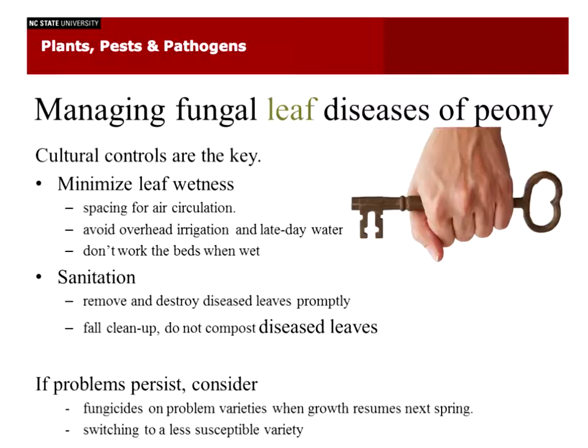If the problems do persist in spite of your cultural controls, you may consider using fungicides on varieties that have had problems in the past, once the growth resumes next spring. For example, something containing mancozeb will be effective on a wide range of the fungal leaf spots, although not the powdery mildew. And if you still have problems, then consider switching to a variety that's less susceptible to these diseases.